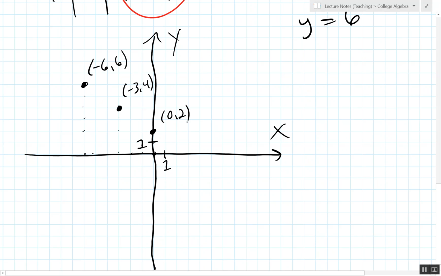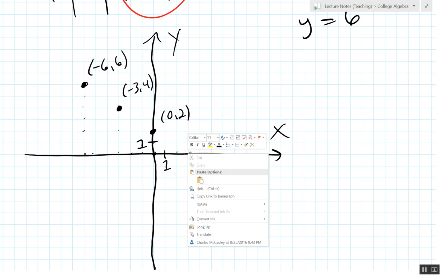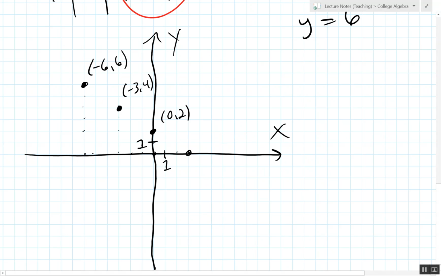Our next point is 3, 0. So we're going to go to the right 3. But then the 0 in the y-coordinate means we just stay on the x-axis. And so here is our point 3, 0. And then lastly, our final point was 6, negative 2. So 1, 2, 3, 4, 5, 6, and down 2. And this is the point 6, negative 2.